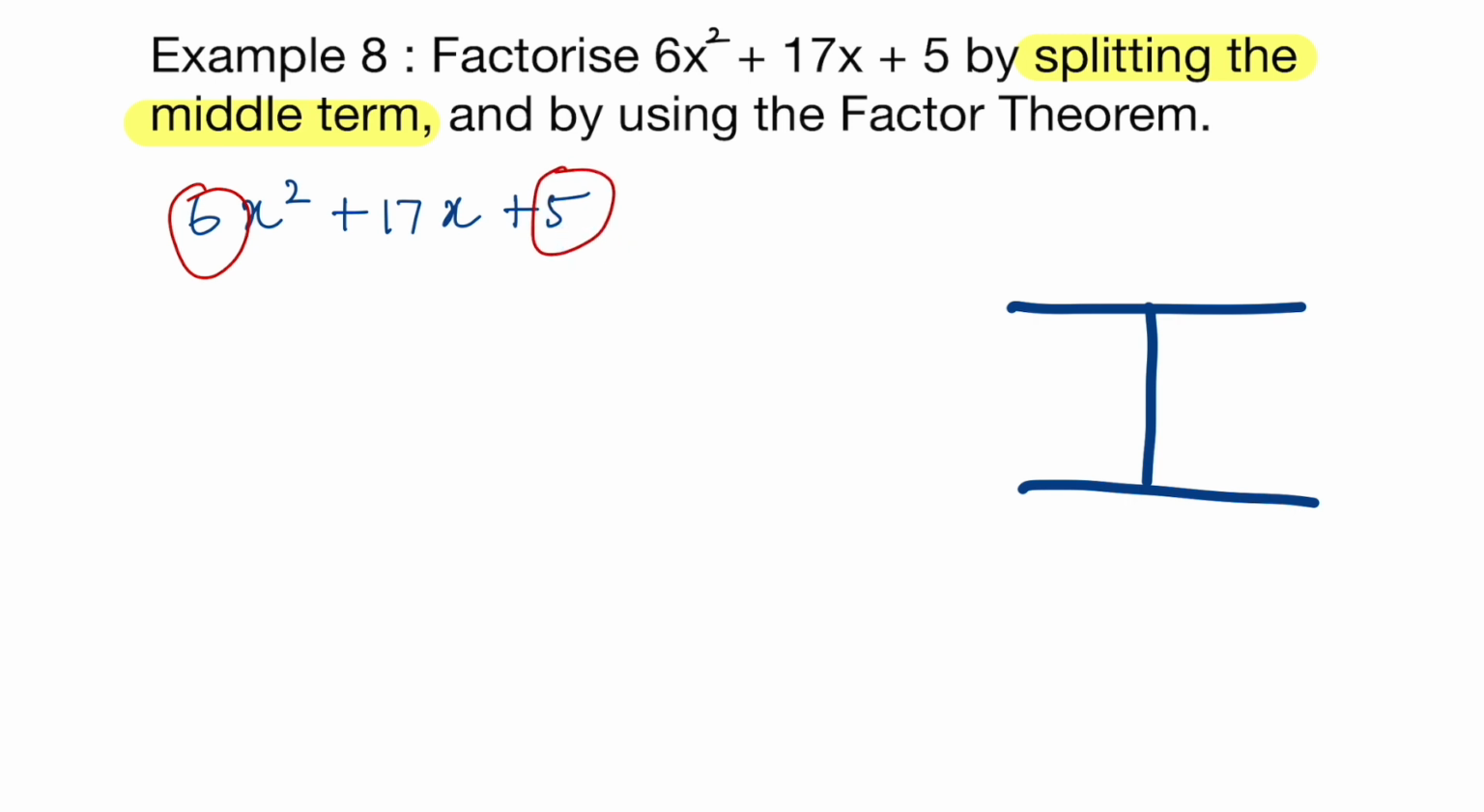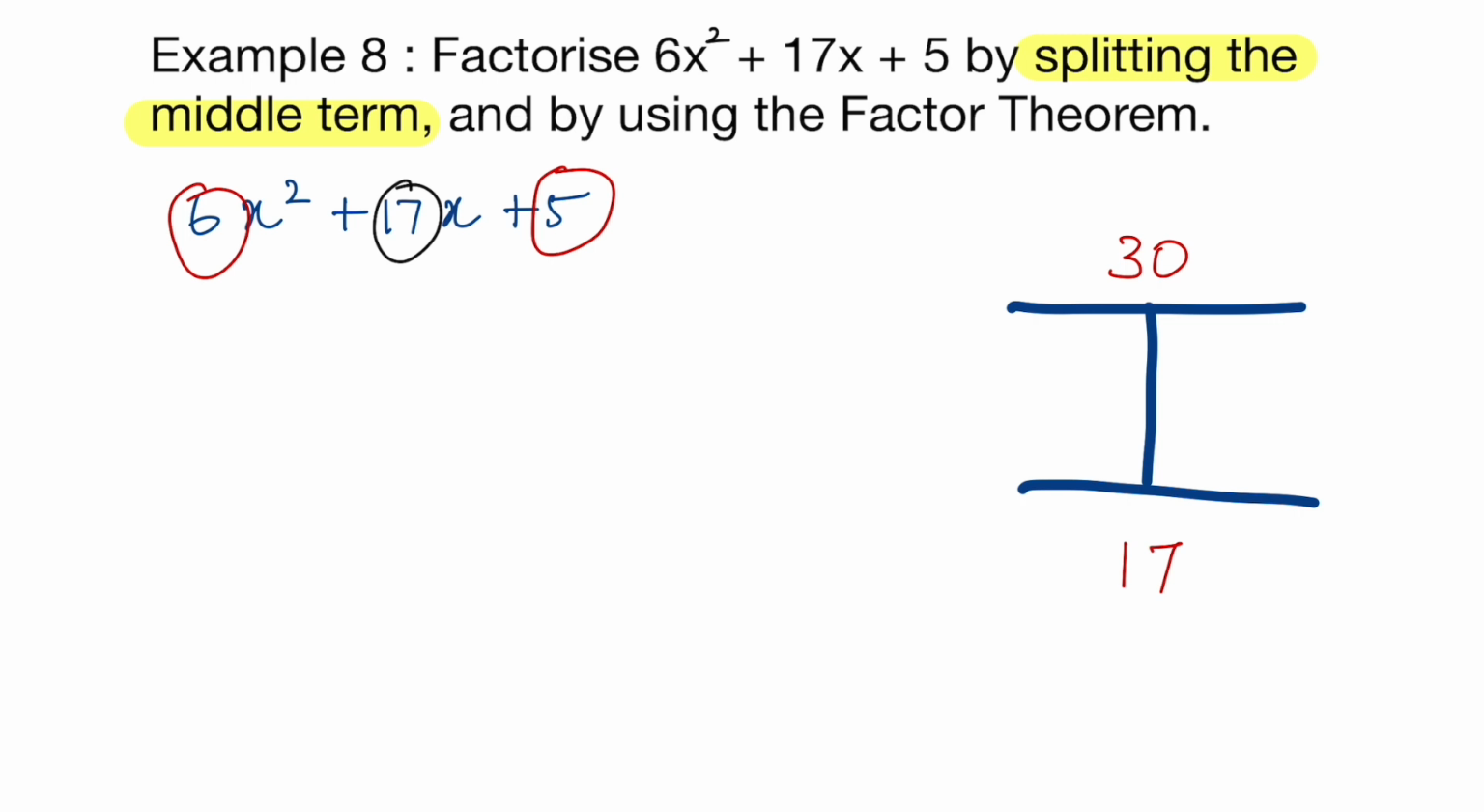So in this case it's 6 and 5. 6 into 5 is 30, and you are going to write that here, and you are going to write this middle term, 17, to the bottom. Now what you are going to do is use trial and error to find a pair of numbers that on multiplying would get you 30 and on adding would get you 17.